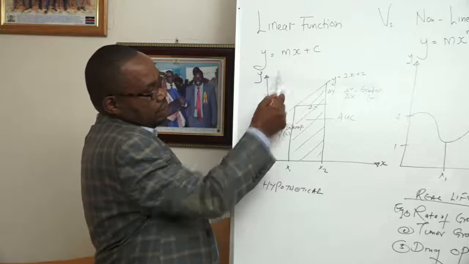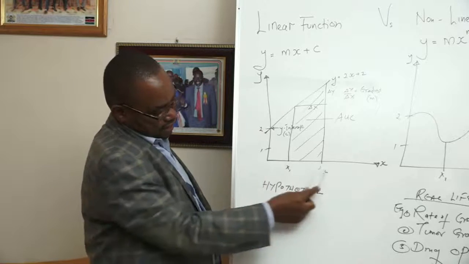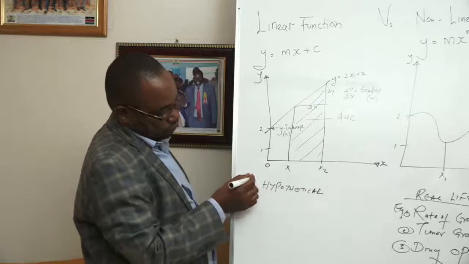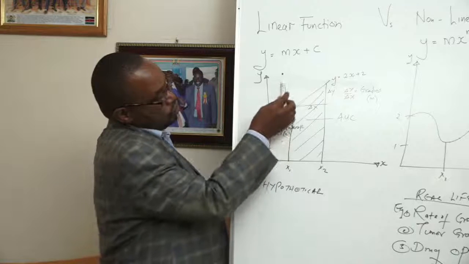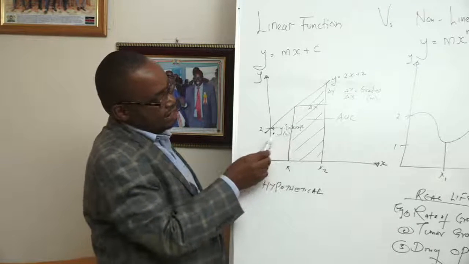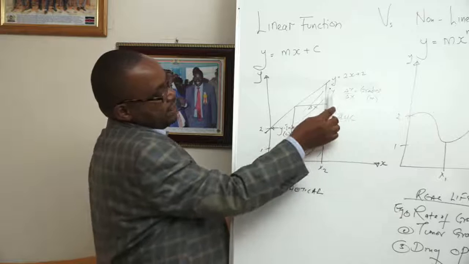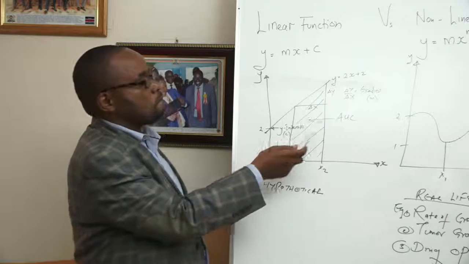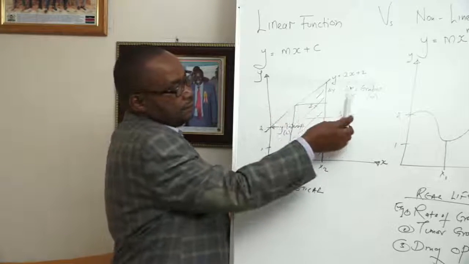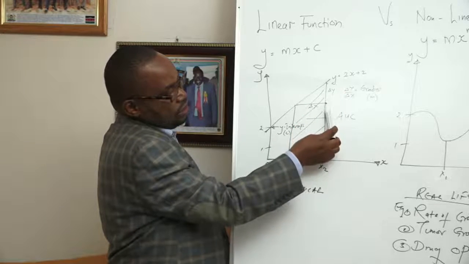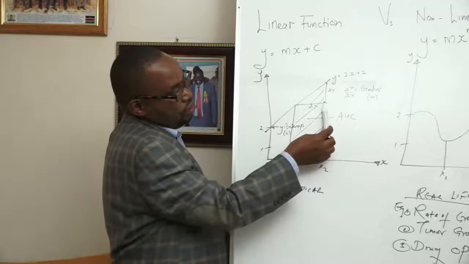And when we plotted, we saw that when x is 0 here, y is 2, because that is the y-intercept. C is the constant. Now the other thing is the gradient of this line, which is a linear line, a straight line, can be determined by change in y, dy, divided by the corresponding change in x.